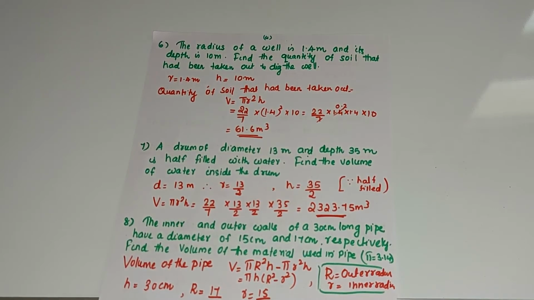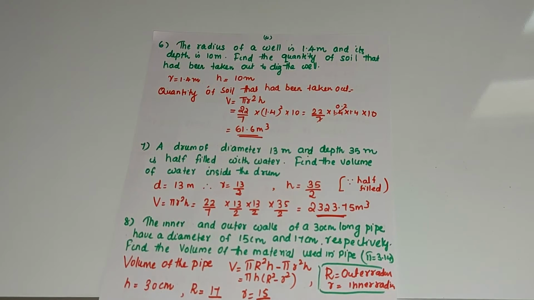Here d is equal to 13 meter. So radius is equal to 13 by 2 and h is equal to 35 by 2. Why do we take 35 by 2? It is given that the drum is only half filled with water. So h, the height, is 35 by 2.